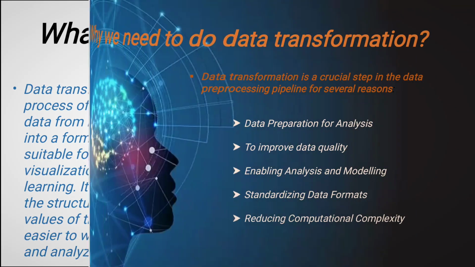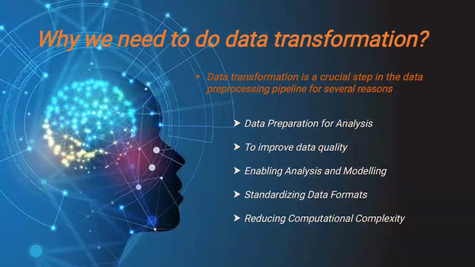Next, why do we need to do data transformation? Data transformation is a crucial step in the data preprocessing pipeline for several reasons. First one, data preparation for analysis. It supports more analysis techniques and algorithms by transforming data into specific formats. To improve data quality, while doing transformation we perform several cleaning and standardizing techniques, in which we remove missing values, outliers and insufficient data, which can significantly improve data quality.